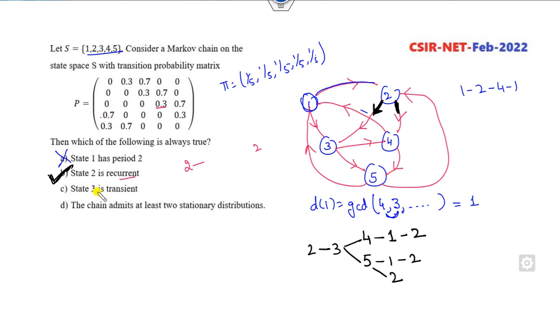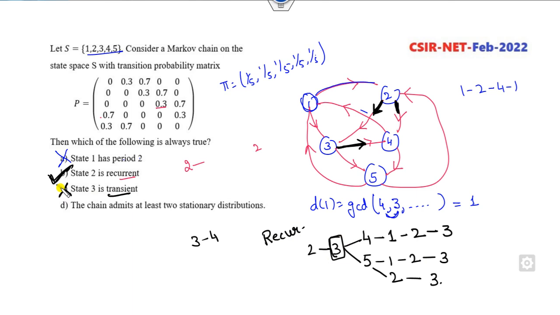Same for 3. If I start from 3, can I come back to 3 again? So you can see one path is there. Can you come back 2 to 3? Yes. You can see 2 to 3 is possible. This is also possible. This is also possible. Or how many ways are there? You can go from 3 to 4, 4 to 1, 1 to 3. Okay, 3 to 4. So it means it is all possible. So 3 is in my recurrent class. But he said transient. Transient means if you start from 3, you can never come back to 3. So this option is cancelled out.